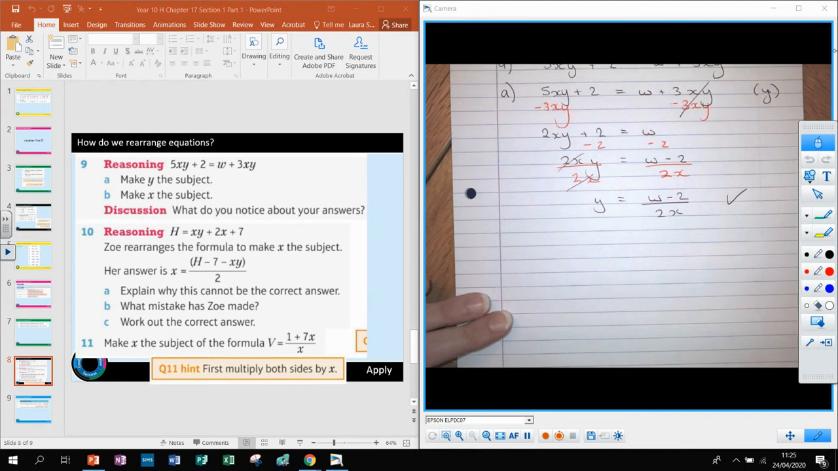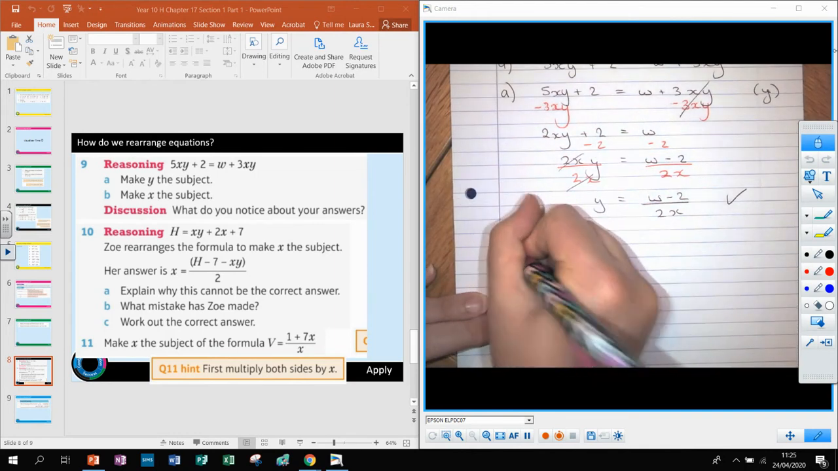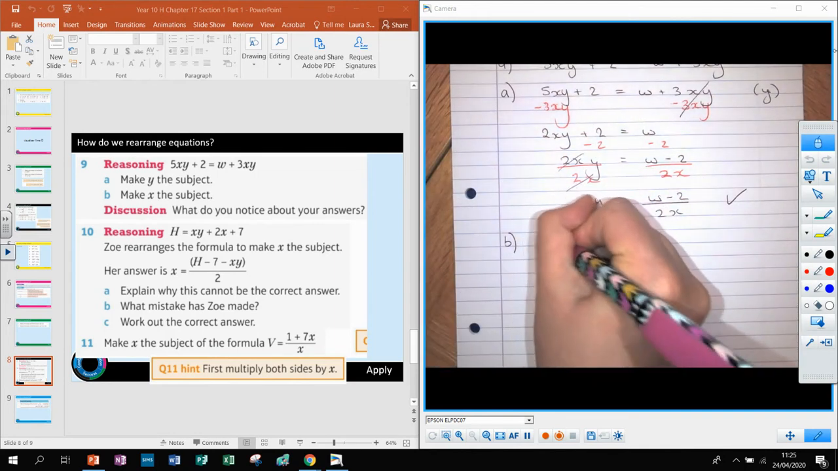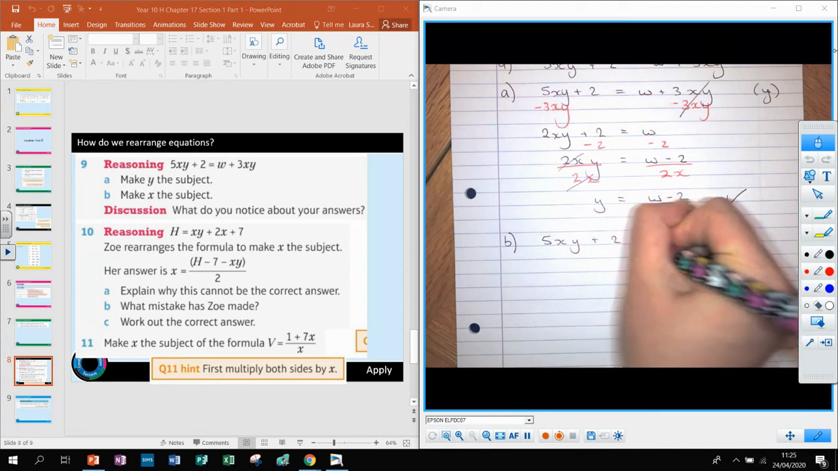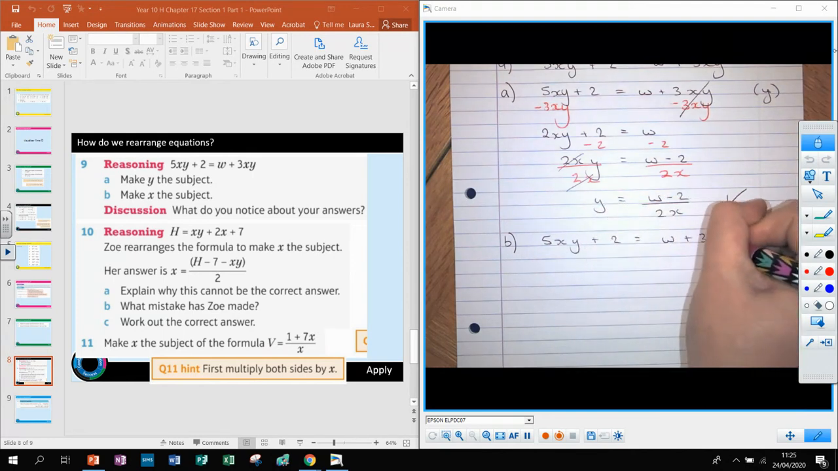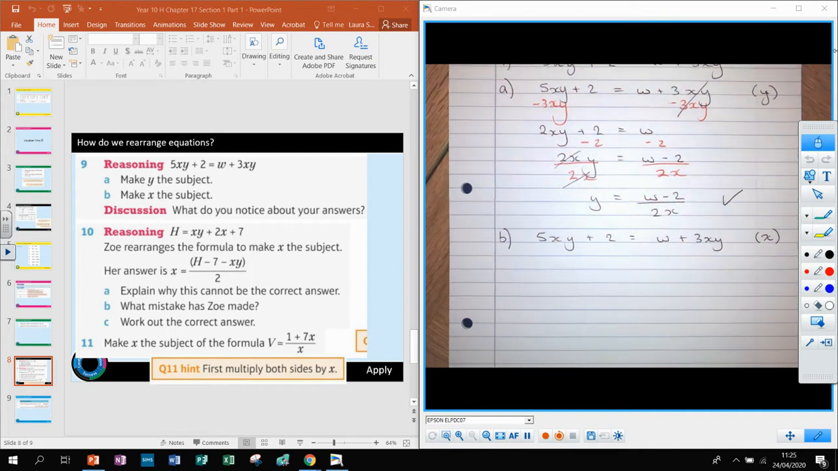So, for part B, let's write it out again. We've got 5xy plus 2 is equal to w plus 3xy. This time, they want us to isolate x. All right, and while I'm doing this, I might want to think about the discussion question. It says, what do you notice about your answer? So when I get to this answer, and maybe during the method, I might start to see some similarities, okay?